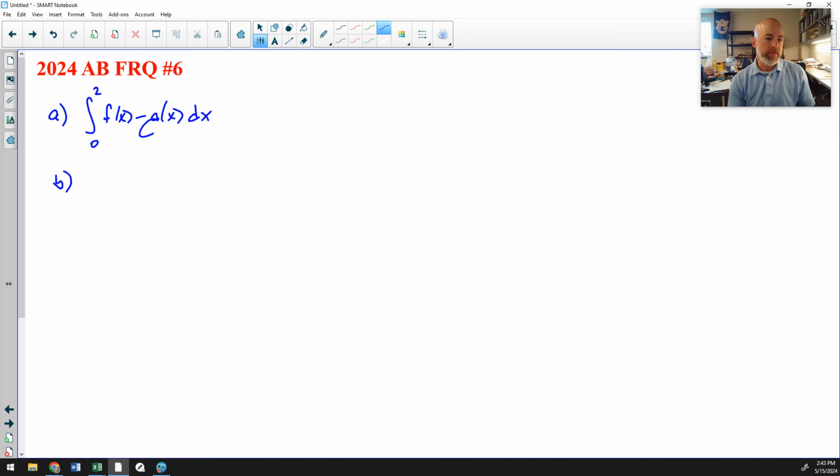S is the region bounded by the graph of G, the x-axis from 2 to 5. It's the base of a solid. Cross-section perpendicular to the x-axis is a rectangle with height equal to half its base in region R. Find the volume of the solid. Ooh, this time we actually do need to find the volume. And show the work that leads to your answer.